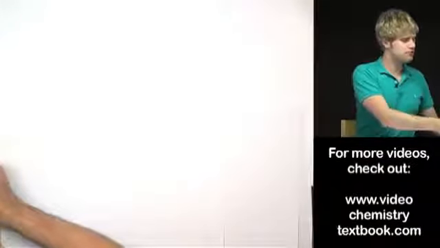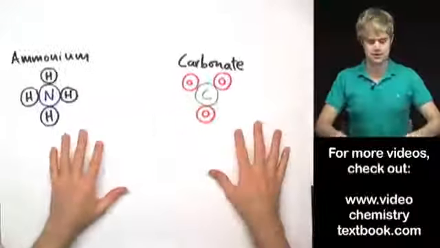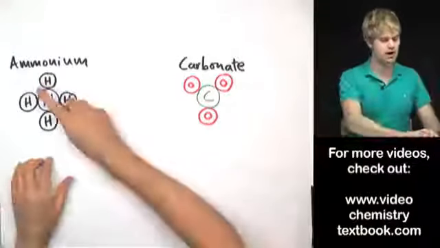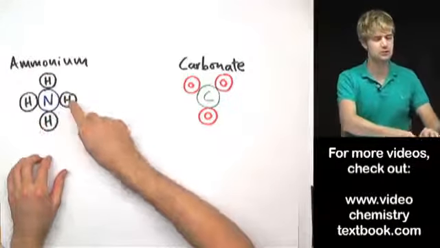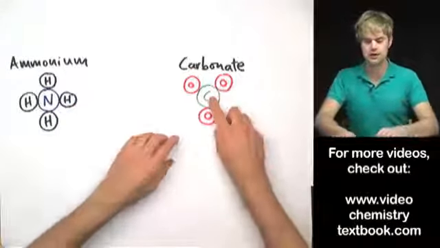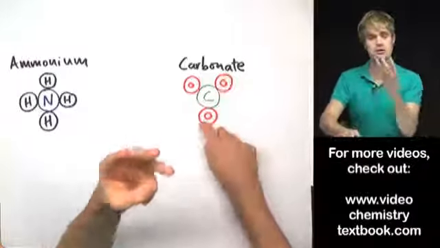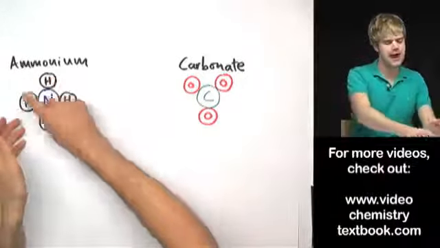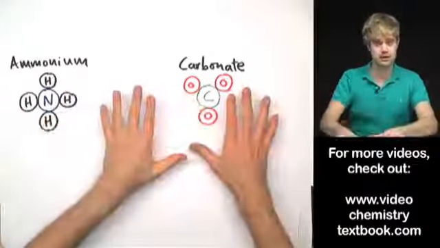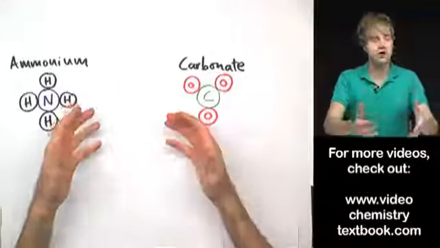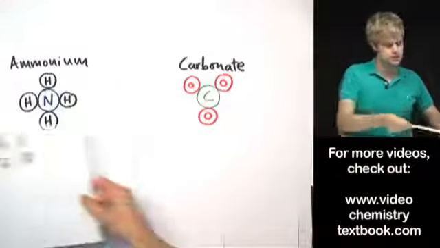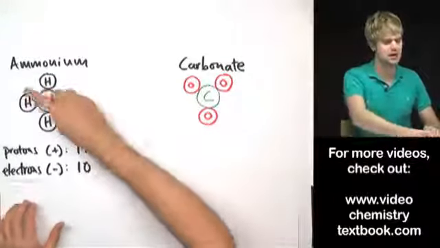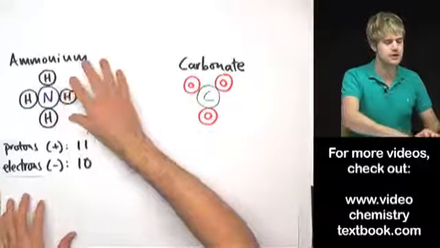So here are two of my favorite polyatomic ions, ammonium and carbonate. Ammonium here is made up of 1 nitrogen connected to 4 hydrogens, and carbonate is 1 carbon connected to 3 oxygen atoms. Now, the atoms that are in each of these polyatomic ions have protons and electrons in them. So what we can do for both ammonium and carbonate is we can count up the number of protons that are in each of these atoms.